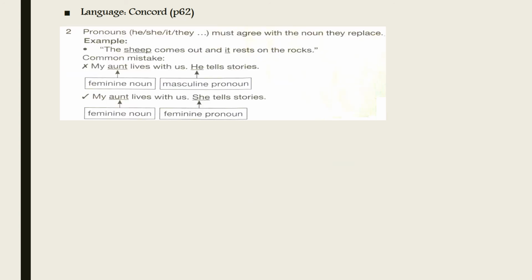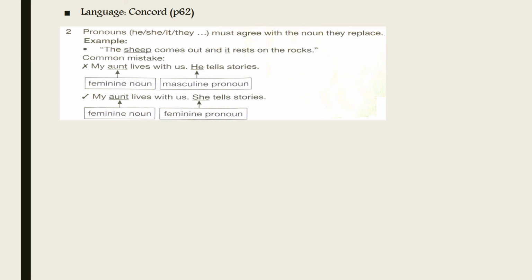Something else that you need to remember when you work with Concord is that there needs to be an agreement between your noun and your pronoun. If you know the gender of your noun, your pronoun must relate to that specific gender. But if you don't know the gender of your noun, you normally use the word it to replace the noun and still relate to the noun. For instance, the sheep comes out and it rests on the rocks. You didn't know whether the sheep was male or female. Therefore, you refer to it in general as an it.